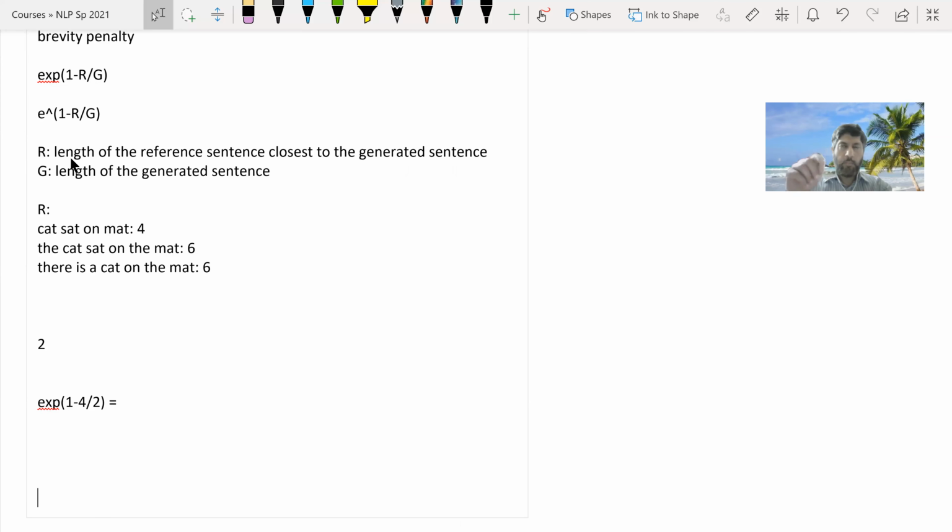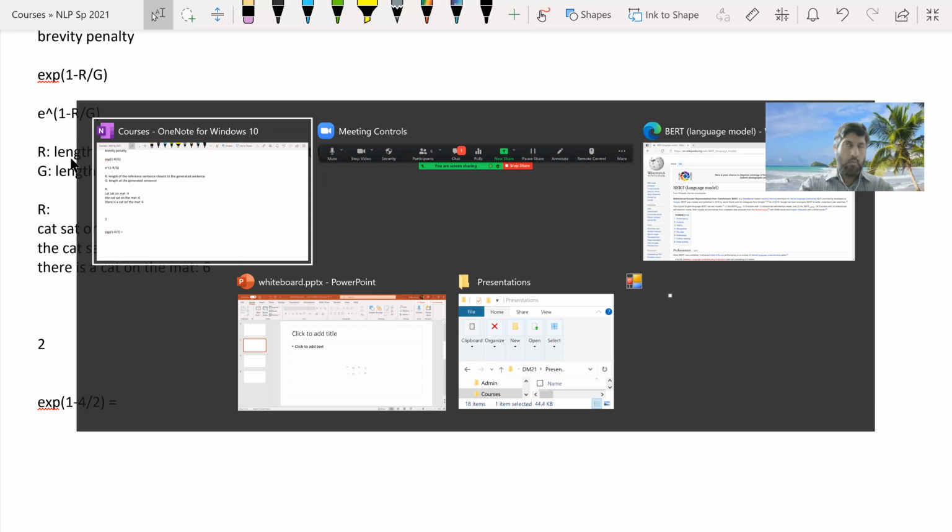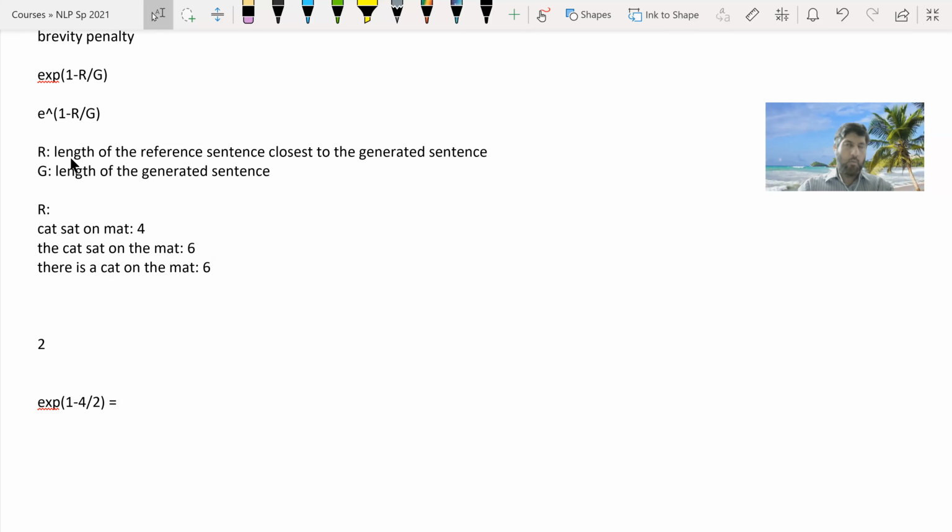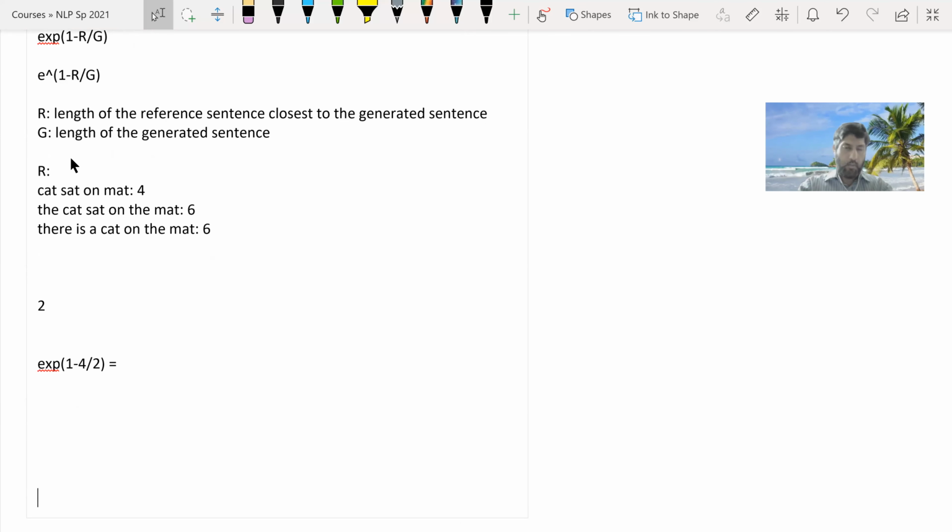And of course, you don't apply this brevity penalty if R is greater than G. Sorry, this is only applied when G is less than R. It is not applied when G is equal, because then the exponent is 0 and the answer is 1, which doesn't make any difference, and it is not applied when G is greater than R.